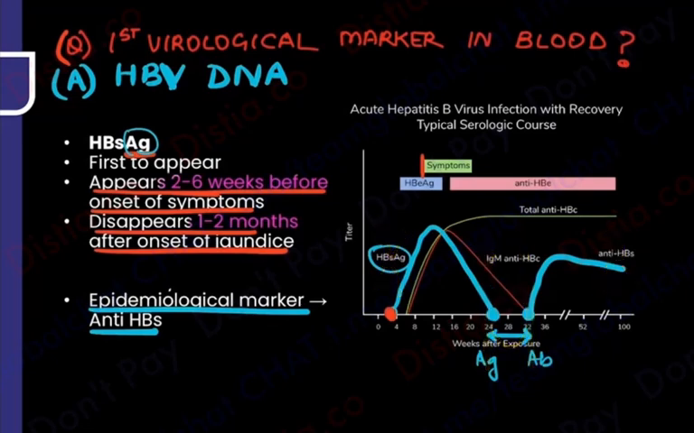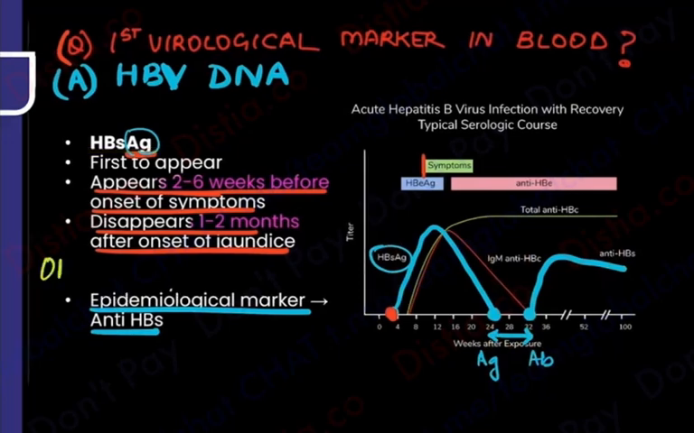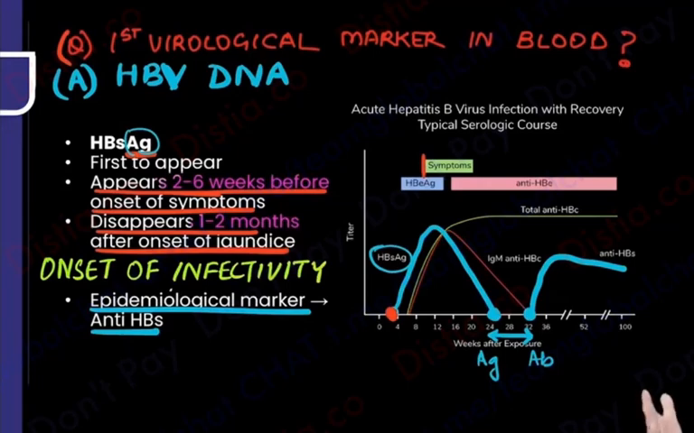But for now, what are the 3 points? Hepatitis B is the first to appear. So if I ask you, which antigen tells you the onset of infectivity? Hepatitis B surface antigen: 2 to 6 weeks before jaundice till 2 months after jaundice. When it ends, there will be a gap, then the antibody will come.